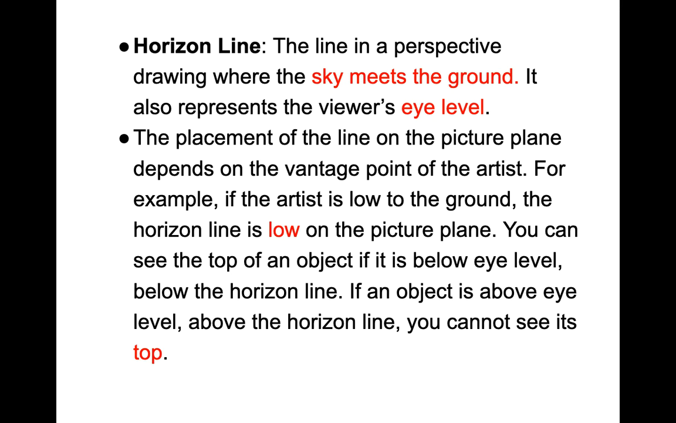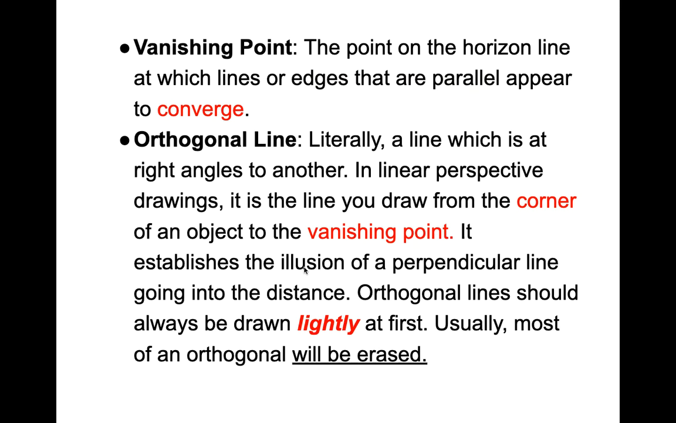So if you are sitting on the ground looking at something and just looking straight ahead, your horizon line is going to be low on the ground. And if you're looking at things like boxes, the horizon line can represent your eye level. So if the box is below your eye level, you can see the top. If the box is above your eye level, you could look up and see the bottom. That's just important to know when you're drawing objects.